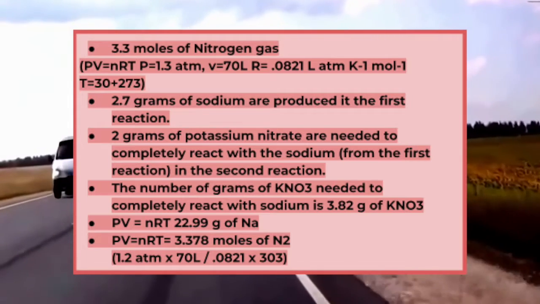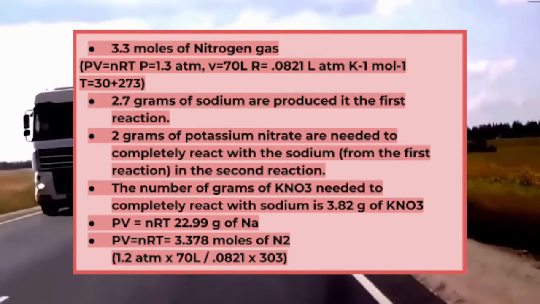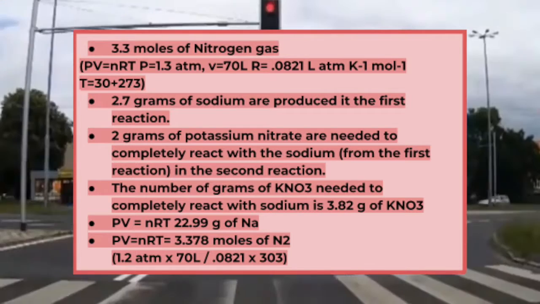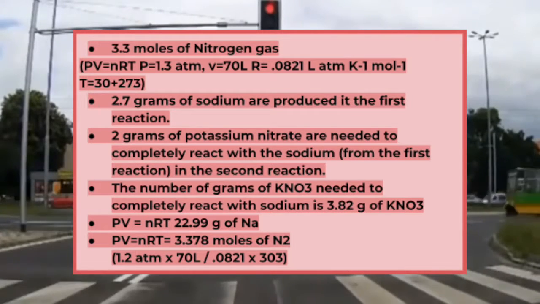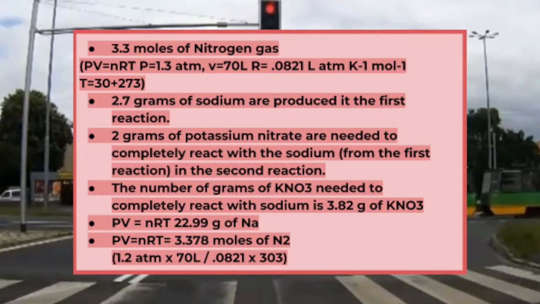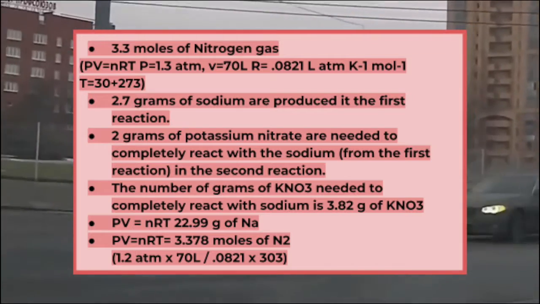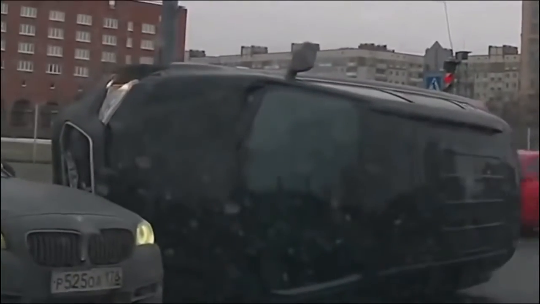2.7 grams of sodium are produced in the first reaction. 2 grams of potassium nitrate are needed to completely react with the sodium from the first reaction in the second reaction. The number of grams of KNO3 needed to completely react with sodium is 3.82.